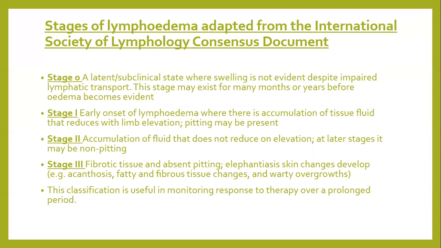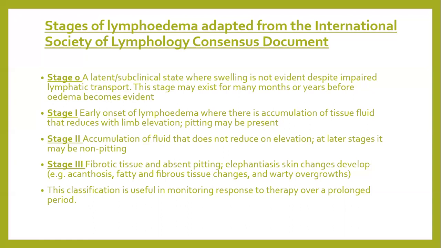Then stage 1, early onset lymphedema, where there is accumulation of tissue fluid that reduces with limb elevation, and pitting may be present. So in stage 1 there is pitting, and when the leg is elevated the edema reduces. But in stage 2, the fluid does not reduce on elevation, and later on in stage 2 non-pitting edema also appears. So when elevation does not reduce the edema, it means the patient is in stage 2. And the last stage is stage 3.